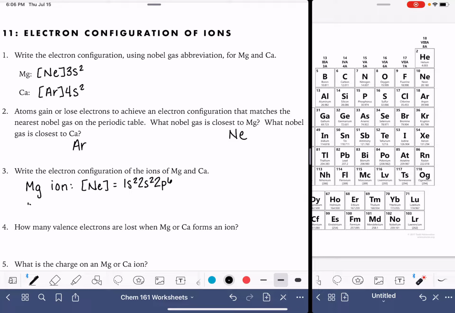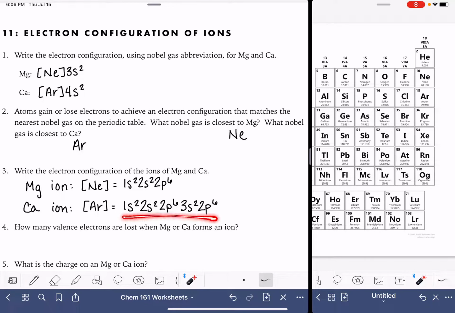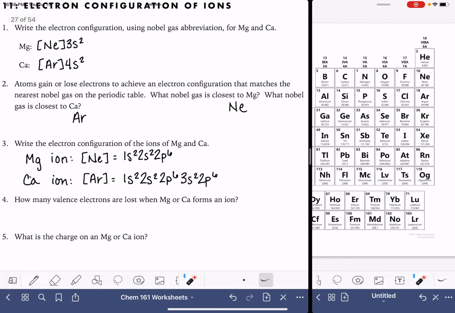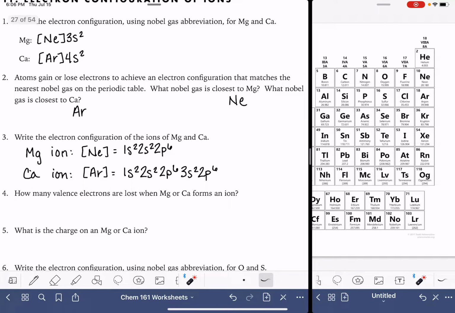And then for the calcium ion, we said that its electron configuration is going to match that of argon. And again, it seems kind of cheatery to just write argon in brackets, although there isn't anything wrong with that. That is acceptable. It just feels like cheating to me. So there's the electron configuration for argon, and that is also the electron configuration for the calcium ion. How many valence electrons are lost when magnesium or calcium forms an ion?